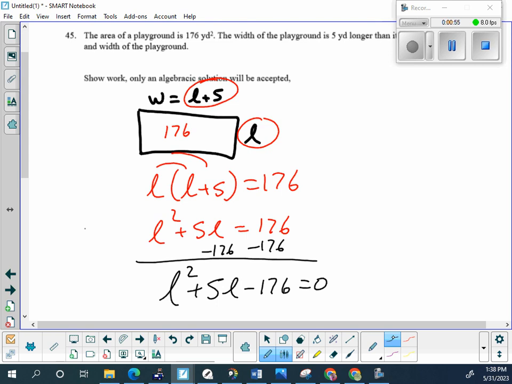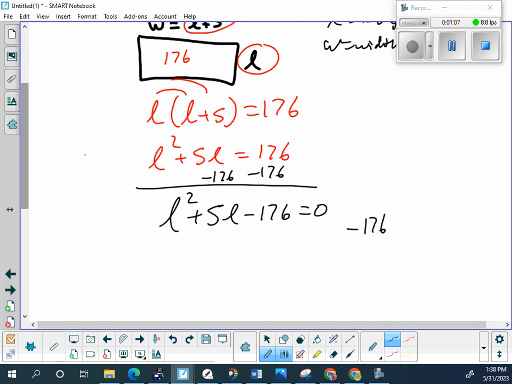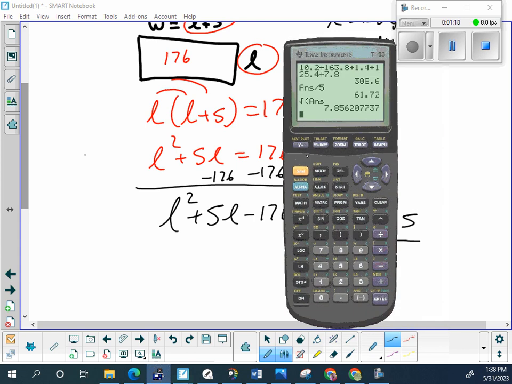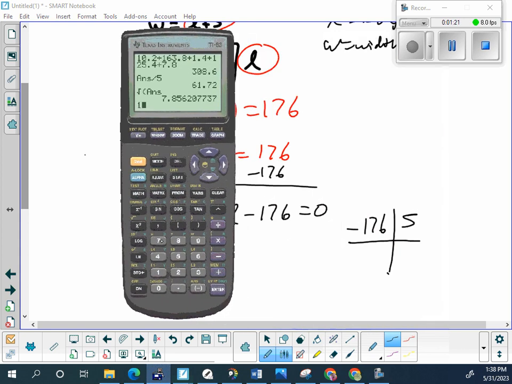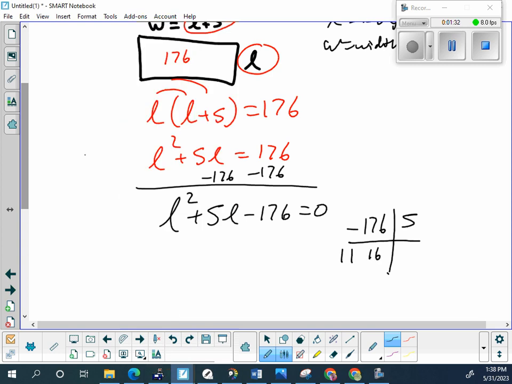And again, for purposes here, L is the length and W is the width. Okay, so I need to solve this. I need factors of negative 176 that add up to 5. So they're going to be towards the middle of the teens probably. Let's try 15. No, it's not going to work. 176 divided by 15, so it's close. Let's try 11. 176 divided by 11. Oh, it's 16. So 11 and 16 add up to 5 if the 16 is negative.